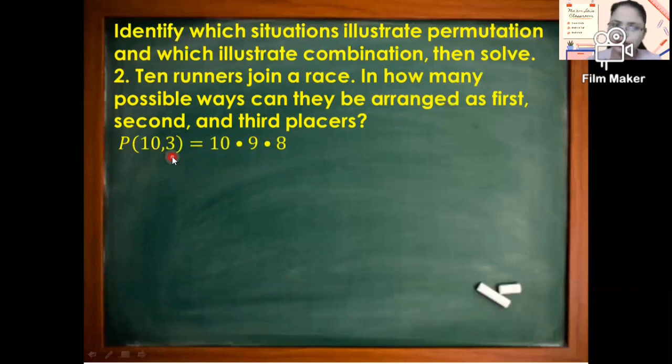Tulad ng tinuro ko, shortcut for permutation. Permutation of 10 taken 3. So, ibig sabihin, you will start sa 10. Ang kukunin lang natin is 3. So, starting from 10, backward ka lang from 10 times 9 times 8. Ilan lang daw kailangan natin? 3. 1, 2, 3. Then, yun na yun. Multiply mo lang siya. 10 times 9 is 90. Times 8 is 720. So, that will be now the answer. So there will be 720 ways they can be arranged as first, second, and third placer in a race.